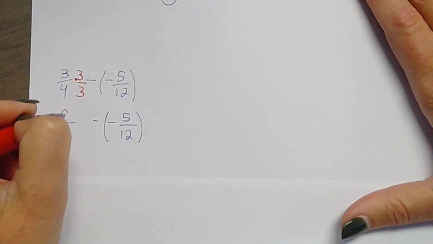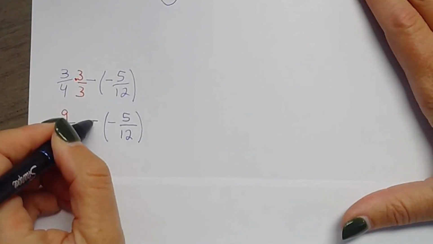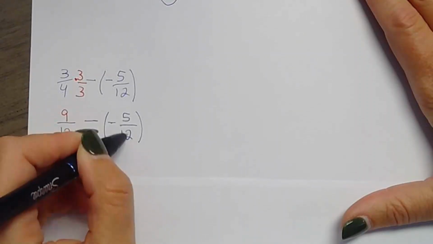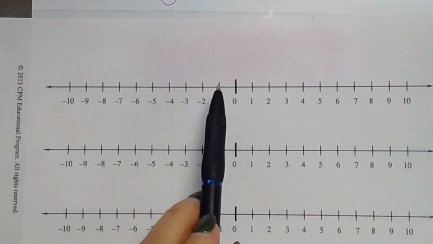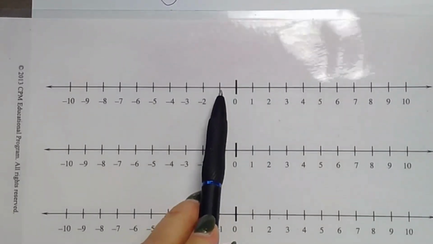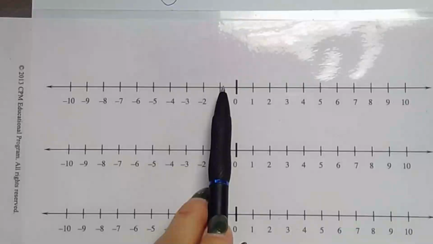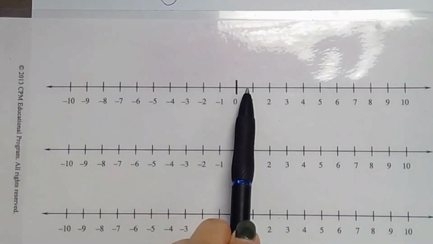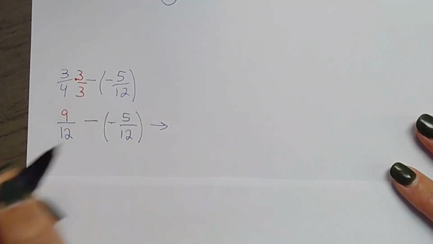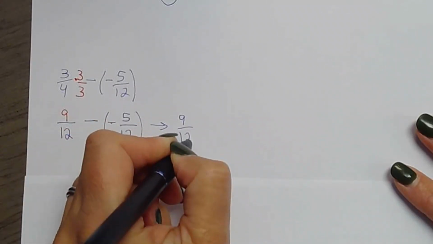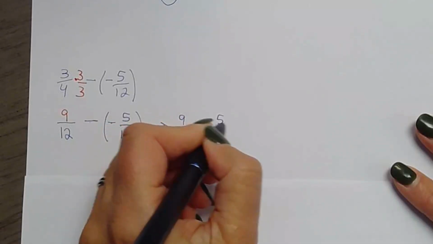4 times 3 is 12, so I have to do that to the top. 3 times 3 is 9. Now this particular problem is saying take the opposite of negative 5/12. So if I'm at a negative number, negative 5/12 is over here on the negative side. The opposite of a negative number would be a positive number. So the opposite of negative 5/12 would be positive 5/12. And so that actually turns this problem into 9/12 plus, because I'm doing the opposite of negative 5/12, which is positive 5/12.